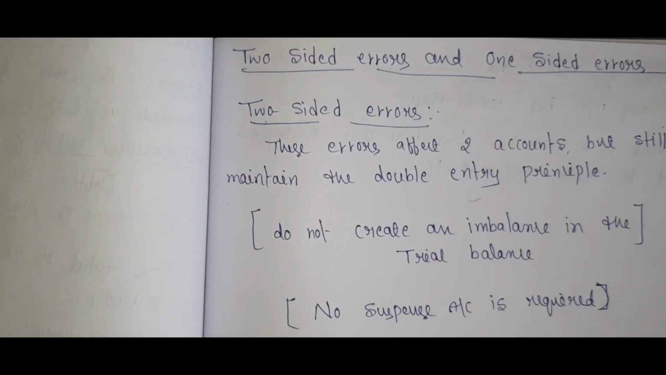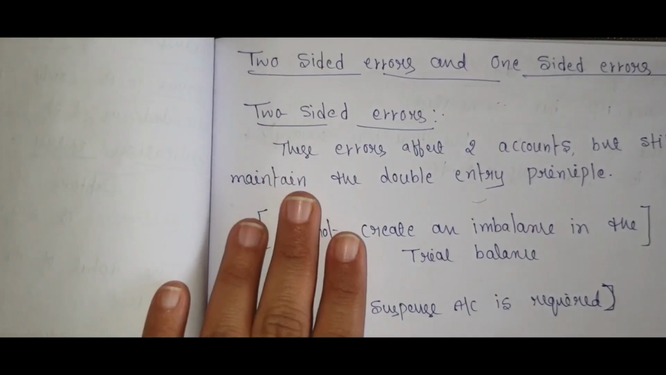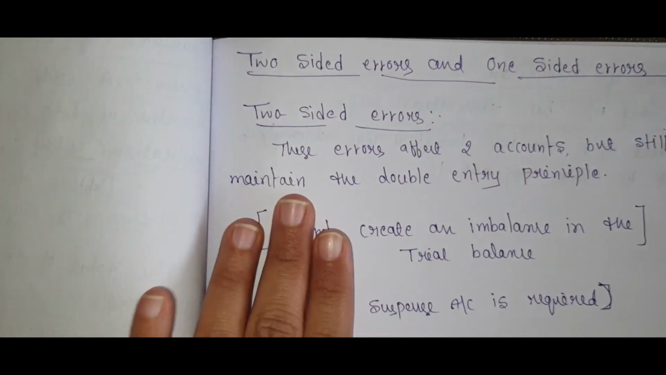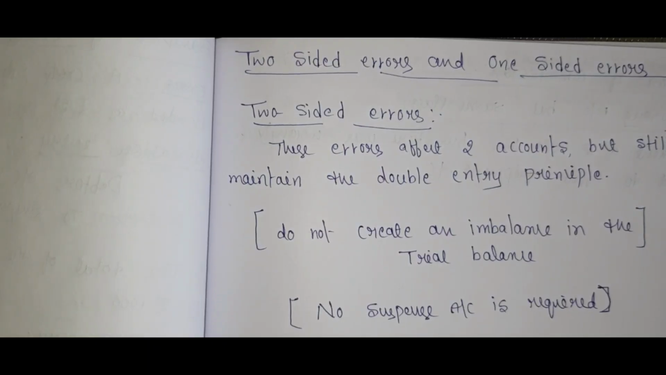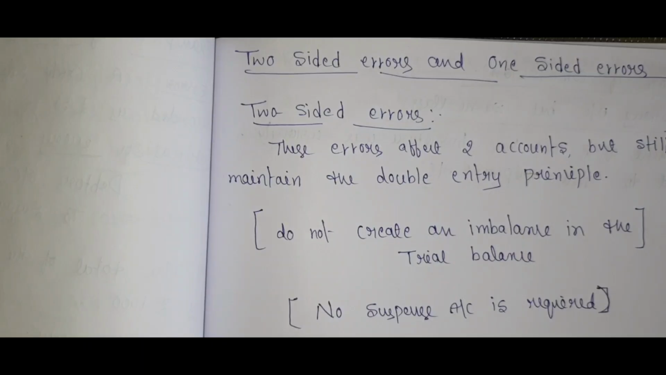Hello everyone. In the last class, I explained the classification of errors and when to use the suspense account. So in this class, I am going to explain two-sided errors and one-sided errors along with some examples. Before watching this class, please watch those classes first and proceed with this one. I will provide the link in the description box.